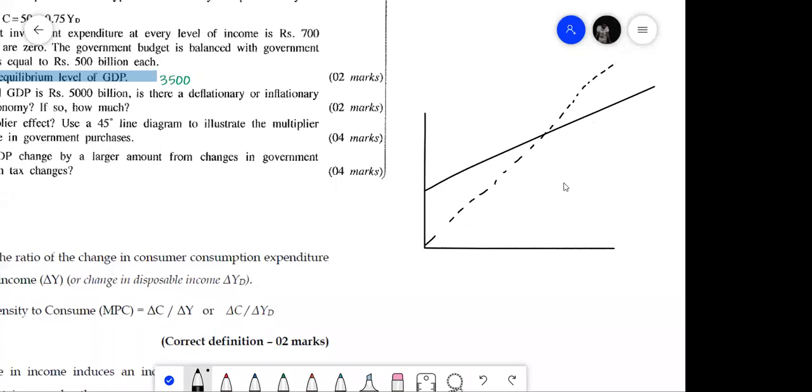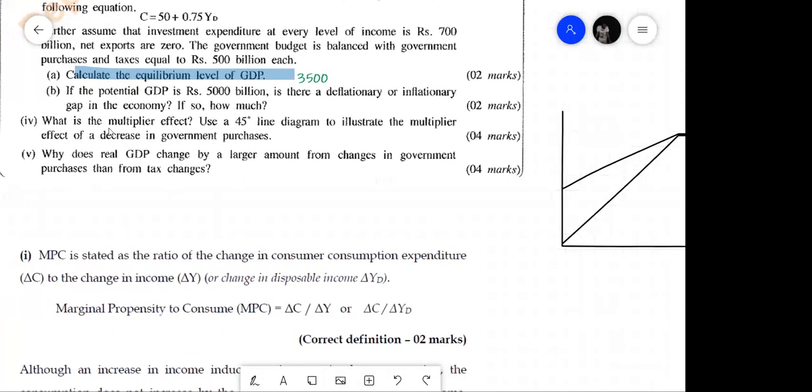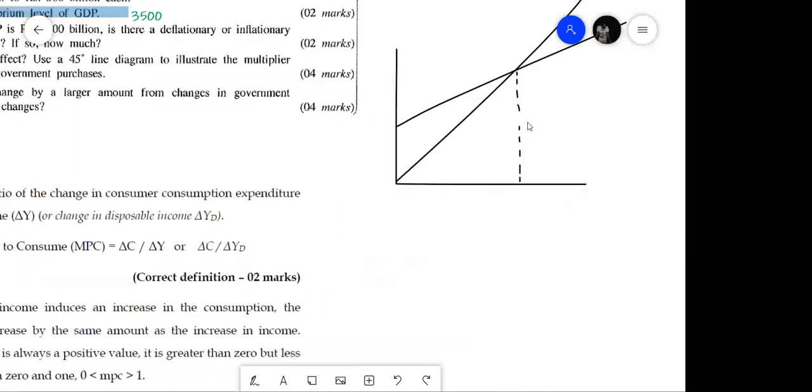Okay, my line is so bad. I hate drawing lines in this, but never mind. Okay, that's your Y equals E. So this is your equilibrium level of national income. So now what are they saying? They're telling you, what is the multiplier effect? Use a 45-degree line to illustrate the multiplier effect of a decrease in government purchase.